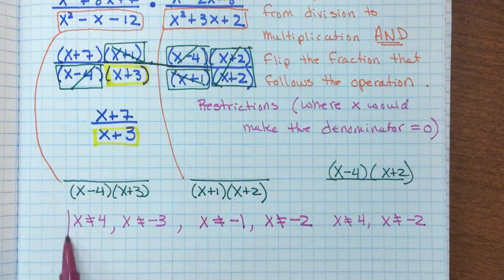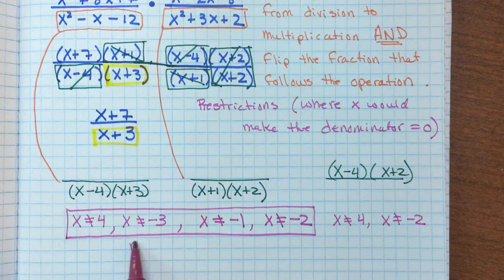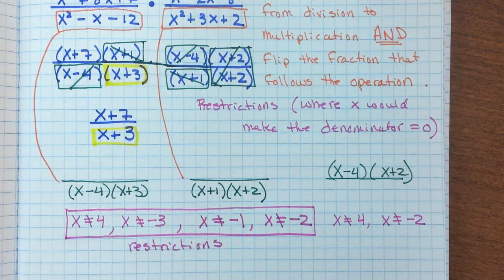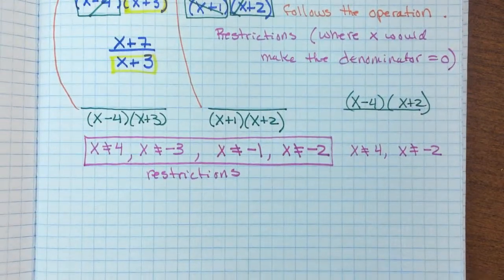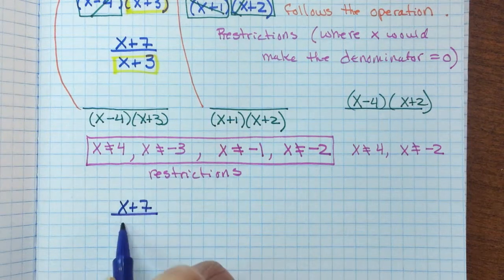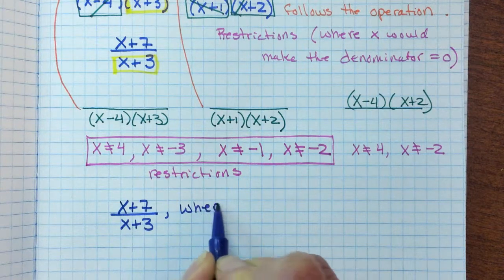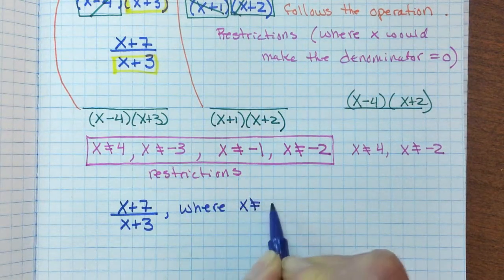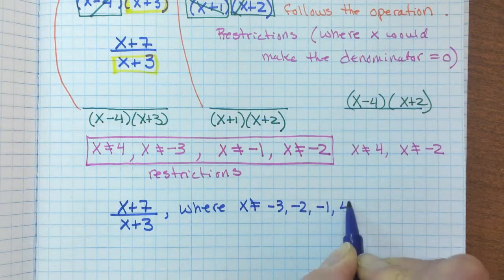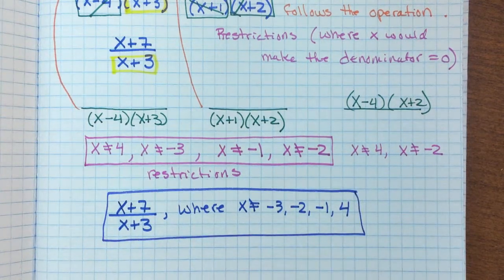So these here are my restrictions. We don't need to say them twice. So those are the values that x cannot be. My final answer would be x plus 7 divided by x plus 3, where x cannot be negative 3, negative 2, negative 1, or 4. So that would be my final answer for that problem.